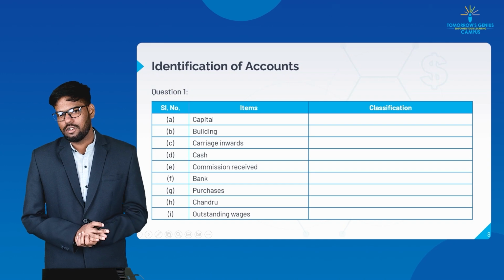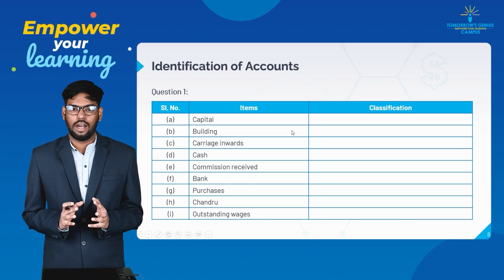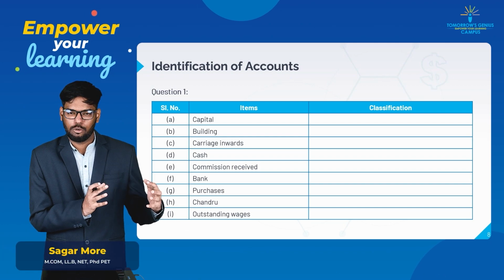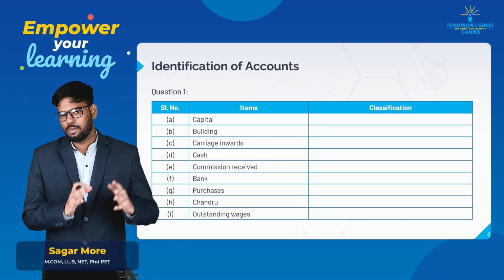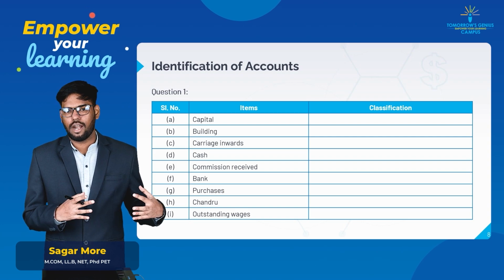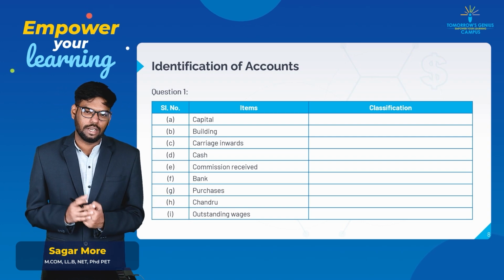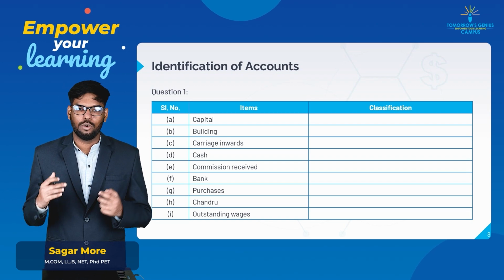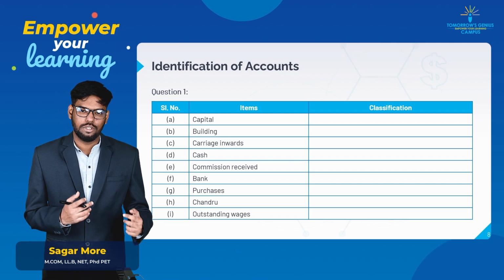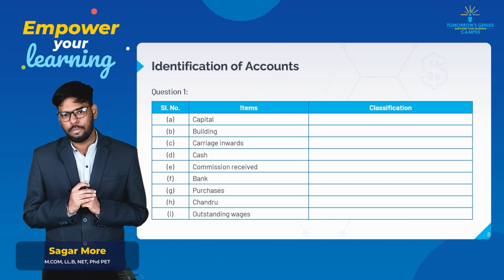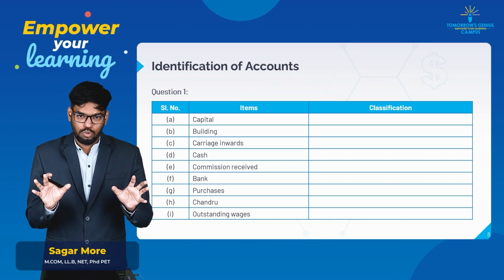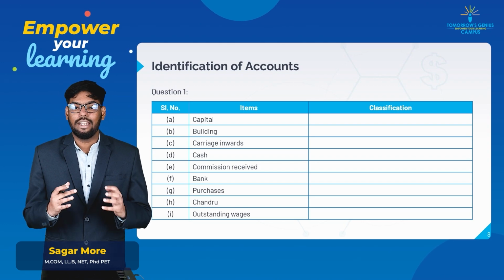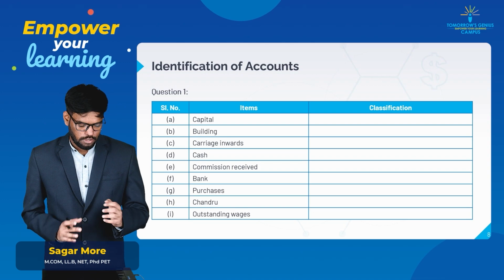So far we studied, whatever accounts are there are divided into two broad categories, as per the traditional approach and as per the modern approach. As per the traditional approach, accounts are divided into real account, personal account, and nominal account. And as per the modern approach, accounts are divided into asset, liabilities, expenses, income, and capital. Right? So based on these two approaches, now we have to move further and we have to see identification of accounts.